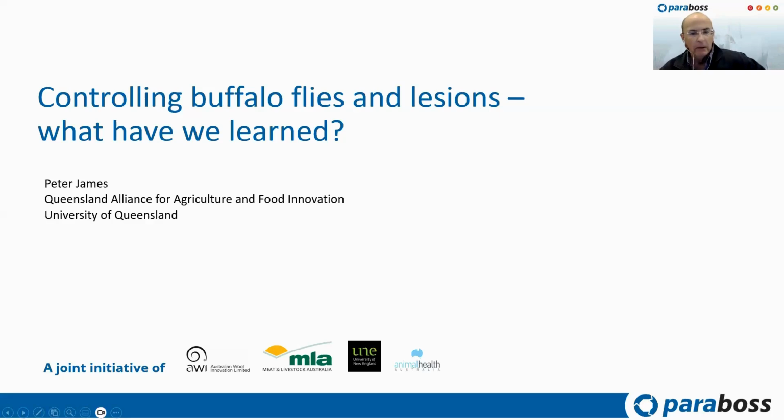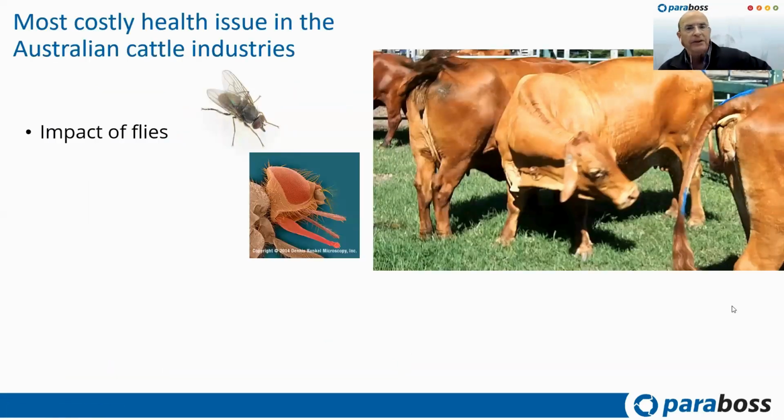Where are we? Okay, so buffalo flies. Buffalo flies are now rated as the most costly health issue in the Northern Australian cattle industries, in fact, in all the cattle industries. And this is basically around two issues, the impact of the flies and the impact of the lesions.